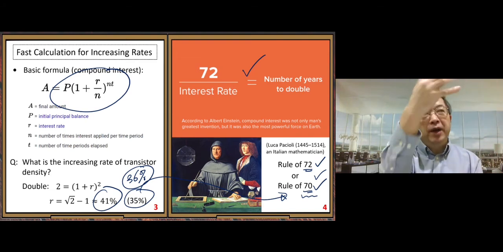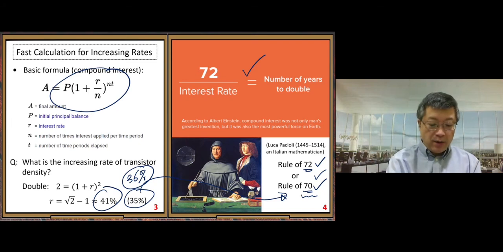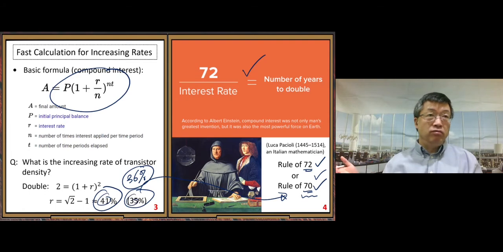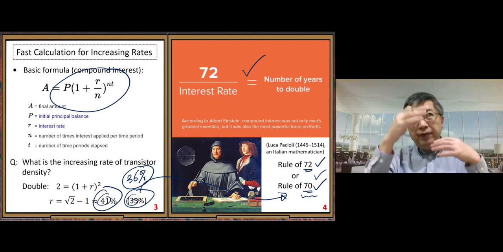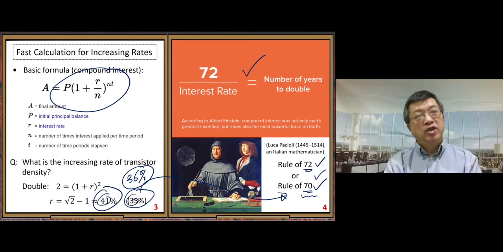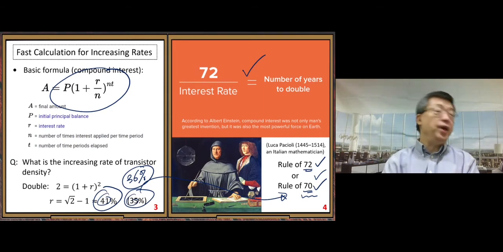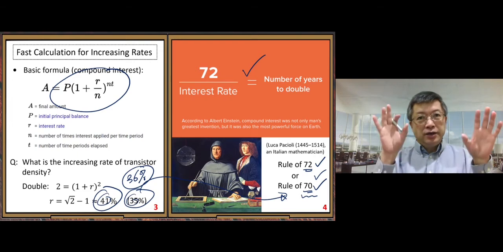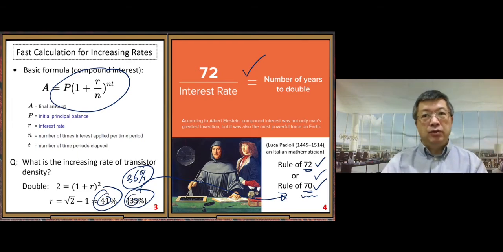If we apply it to a big number, and here R is a big number, 41, 35, that's a pretty big number, then the error will be bigger. The approximation error will be much bigger. Okay, so that's the property of this rule.